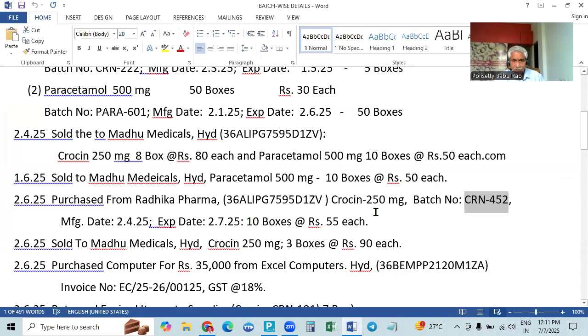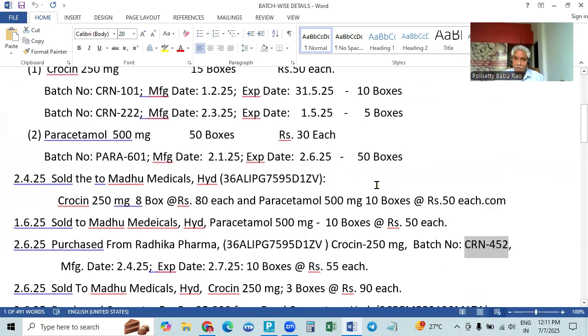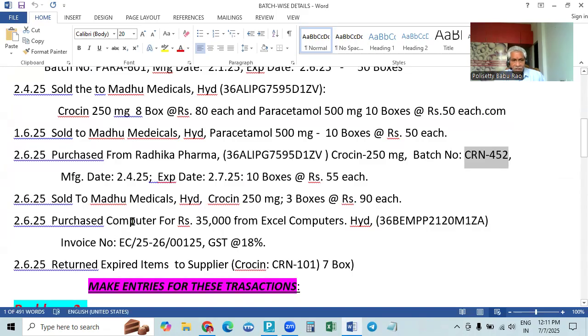Now for Crocin, the old 7 are there, they expired, but with that the 17 will be shown. 17 will show. We'll check another one; I'll take another entry, then you will see. Say here, again the same date, again Madhu Medicals, we sold Crocin. Last time we sold both, next time we sold only one item. The other item we are selling now.